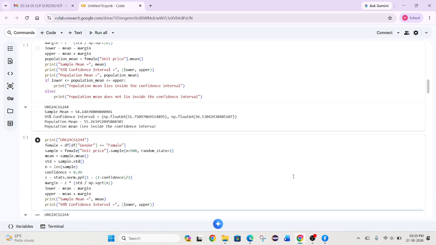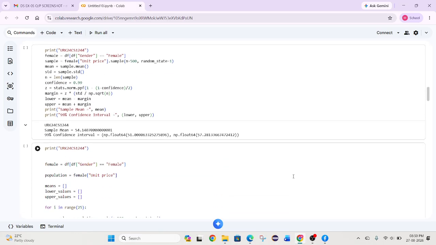Next, the fifth question is to calculate the 99% confidence interval instead of 95%. Here we want to see what happens to the confidence interval when we increase the confidence. Same sample, we still use 500 observations, the unit price column and also the female customer records. For the 99% confidence interval, the Z value is approximately 2.576. Compared to the previous question, where the confidence level is 95% so the Z value is 1.96, here the confidence level is 99%, so the Z value is 2.576.